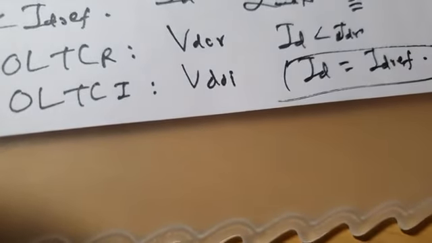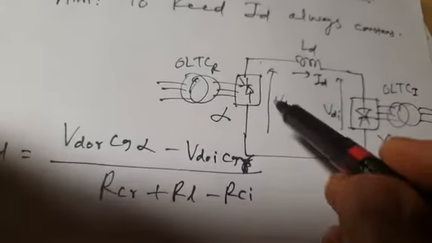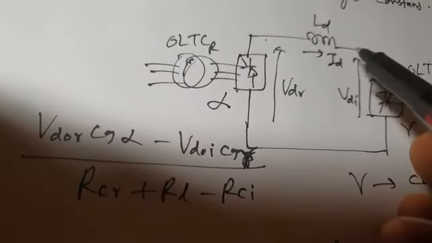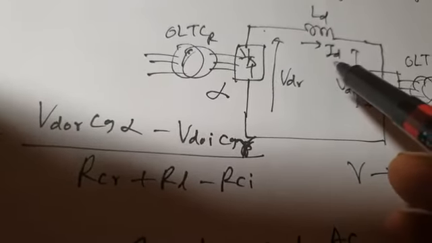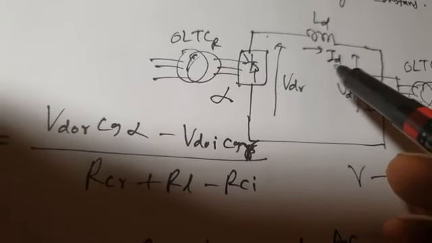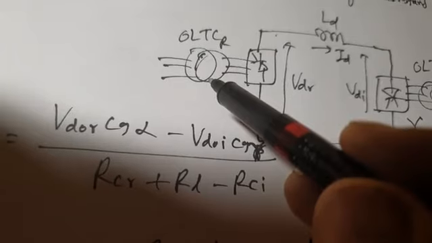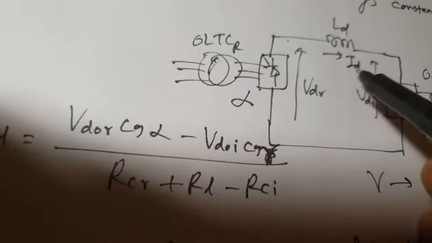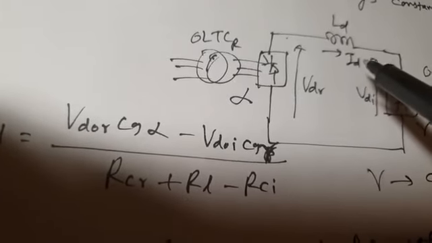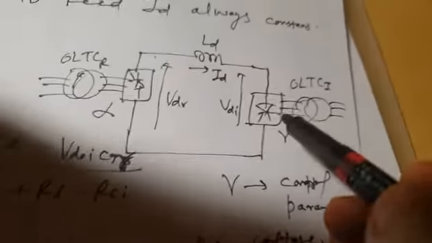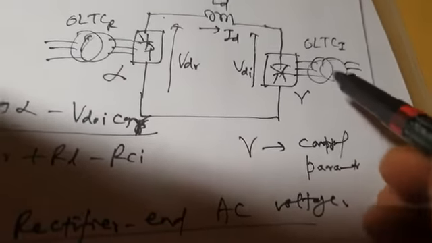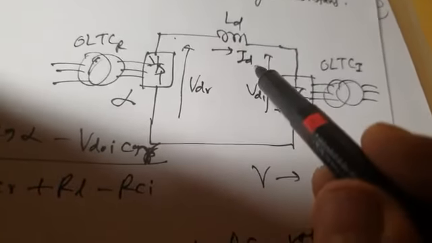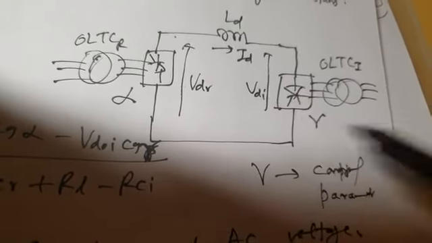I am considering extreme cases. Otherwise, the first control action is alpha control. When alpha control is done, alpha is decreased, the current is increased, and in the first control action itself, ID will become equal to IDREF. But if that does not happen, then rectifier side online tap changing will operate. It will increase the rectifier side voltage VDOR, and ID will increase. And in that case, ID will become equal to IDREF. But if in the extreme case ID still is not equal to IDREF, then inverter side online tap changing will operate. That will decrease the tapping of the inverter transformer, and inverter side voltage VDI will decrease, and current will increase, and finally current ID will be equal to IDREF.